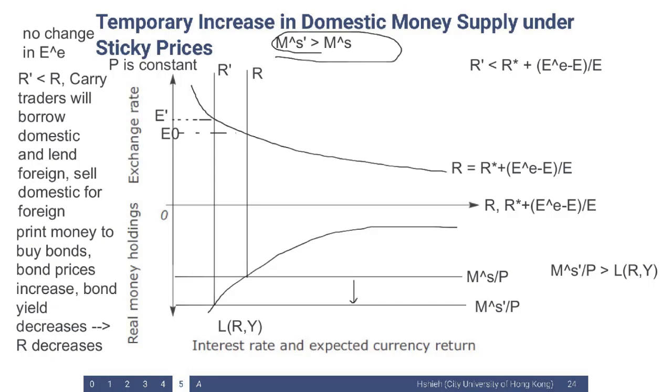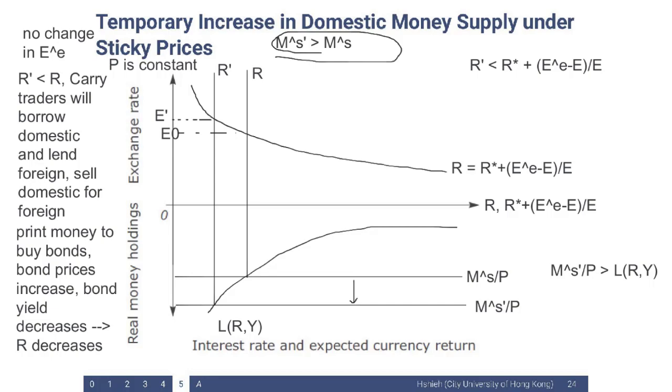So let's analyze this simple case first: a temporary increase in domestic money supply under sticky prices. Let's digest this title first. Temporary means that expectations about any future variable don't change. Let's say it again: temporary means that any expectations about any future value, out in the future, do not change, because any action taken now will be undone before we get to the future.